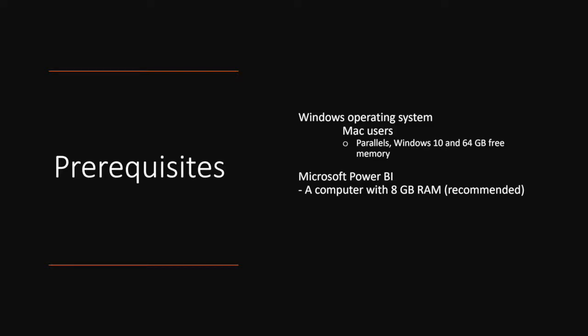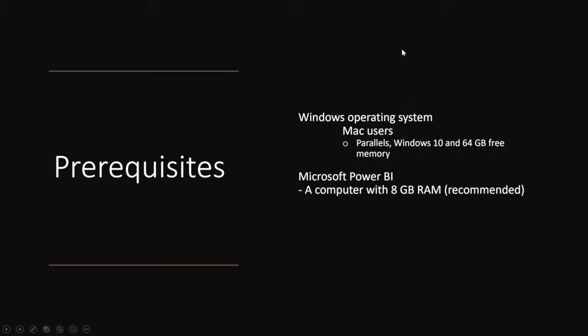If you would like to download and install My Health Dashboard, then there's a few prerequisites that you need to have up and running first. The first prerequisite is a Windows operating system. If you're a Mac user like I am, you can install Parallels and then install Windows 10 on Parallels, and that will run right inside of your Macintosh operating system. I recommend that you have at least 64 gigabytes of free memory before you install that.